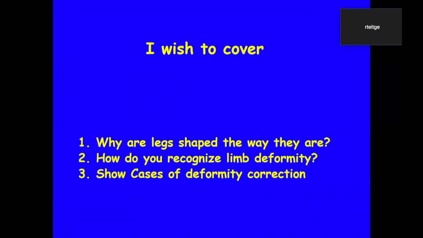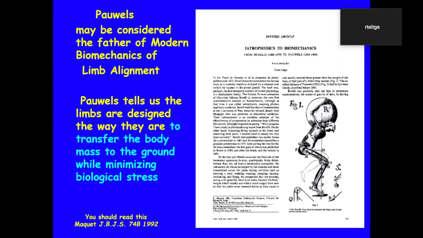So I wish to cover why legs are shaped the way they are, how you recognize a limb deformity, and a few simple cases of deformity correction. Powell may be considered the father of modern biomechanics of limb alignment, and Powell tells us that limbs are designed the way they are to transfer the body weight or body mass to the ground while minimizing biologic stress. And this article from JBJS, the British Journal, in 1992, should be read by every orthopedic surgeon.